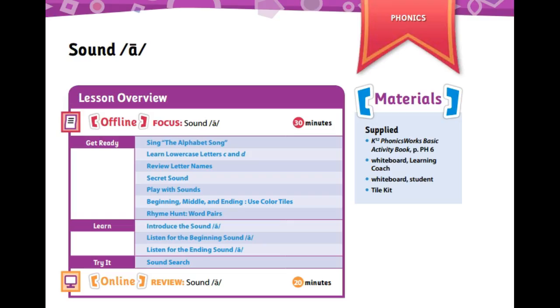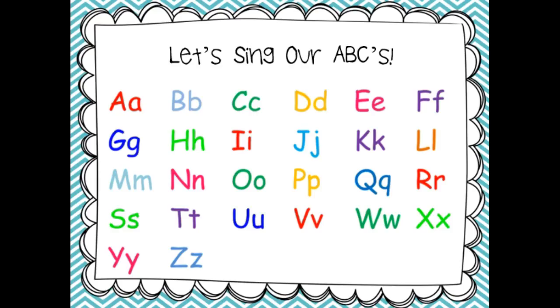For this lesson, you will need the lesson guide, pages 40 through 46. You will also need the Phonics Works activity book, page 6. You'll need your whiteboard and your tile kit. For this lesson, there are lots of offline games and activities that you will complete with your student, and then an online review. In this recording today, I'm going to walk you through each of the activities that are found in Phonics Unit 2, Lesson 2.